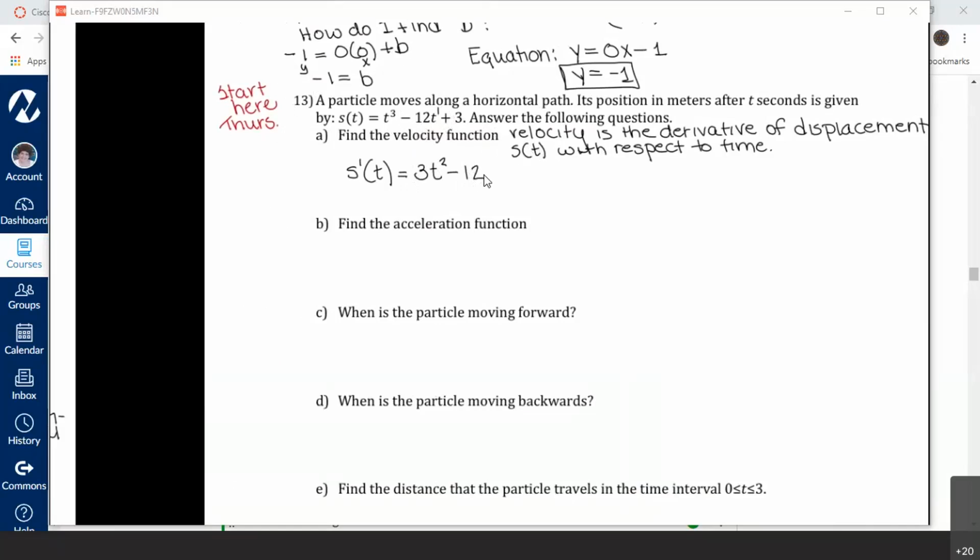Okay, 1 times negative 12 is negative 12. When the exponent drops to 0 on t, t becomes a 1, and it's not in the final derivative. Okay, and as always, the constants don't give me anything. Okay, so that's my velocity function.